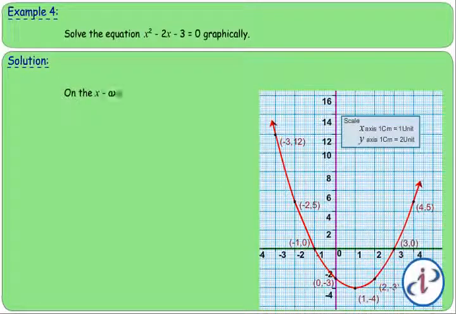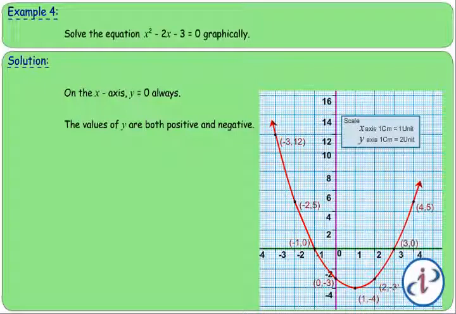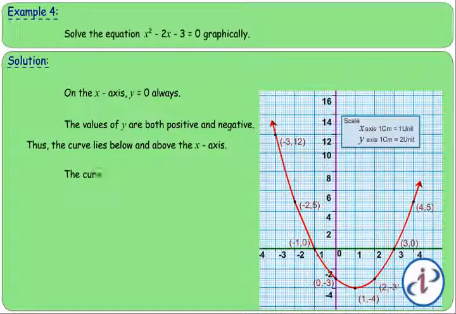On the x-axis, y is equal to 0 always. The values of y are both positive and negative. Thus, the curve lies below and above the x-axis. The curve is symmetric about the line x = 1.